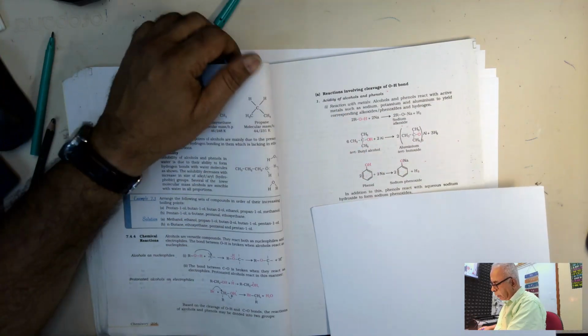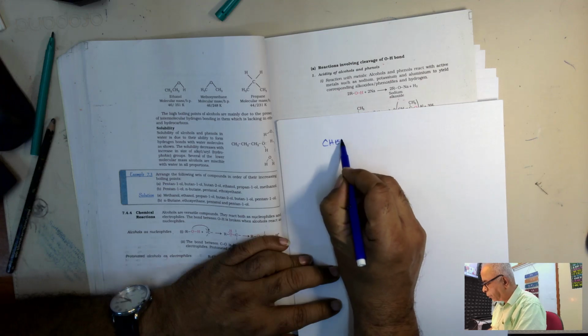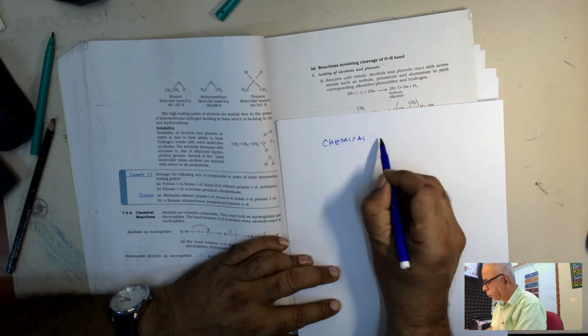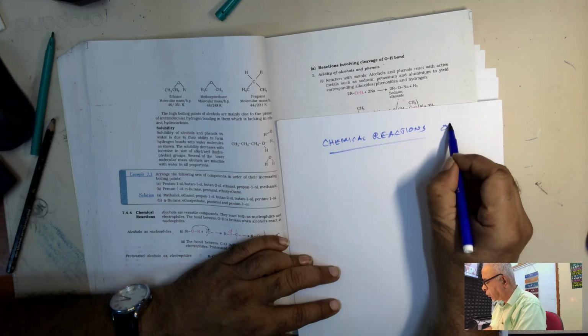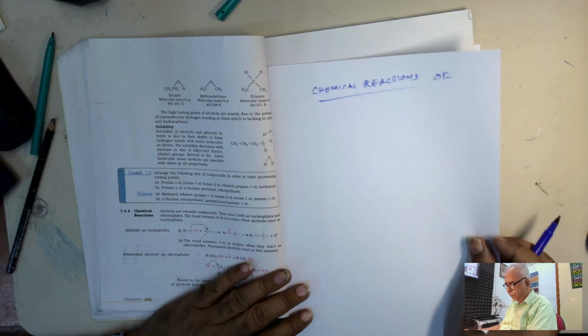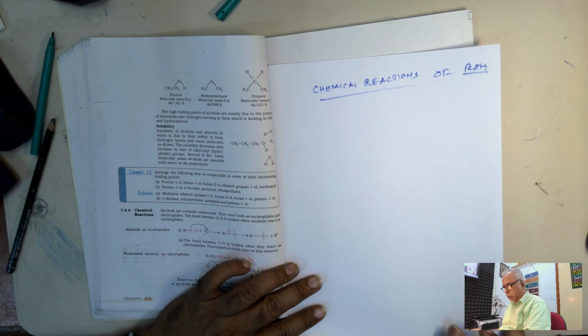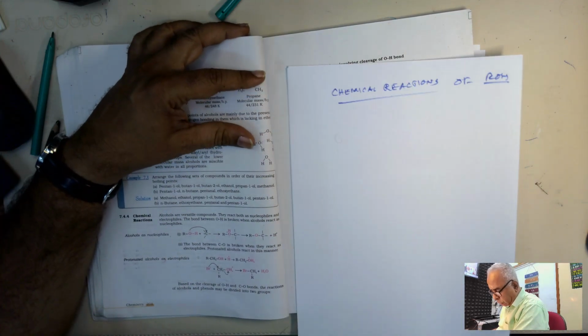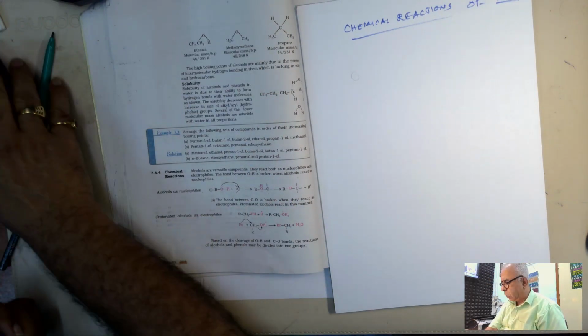Next, chemical reactions. Take down. So in chemical reactions, we have reactions of alcohols. We can discuss in this way. For example, first of all, you should know alcohols as a nucleophile. You just go through this point. Alcohols as nucleophile.